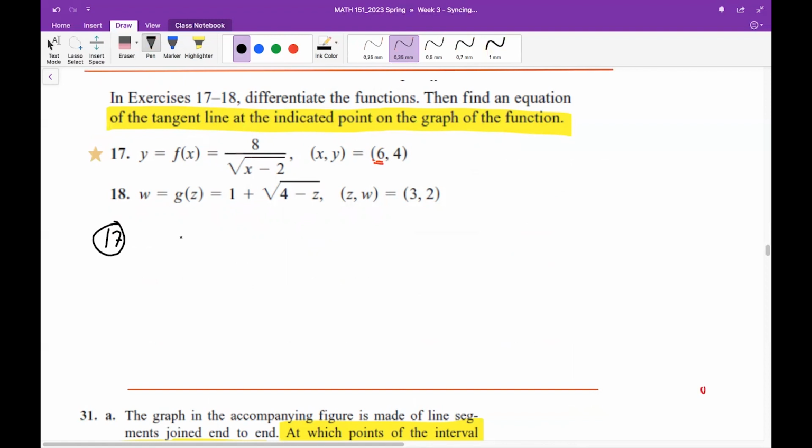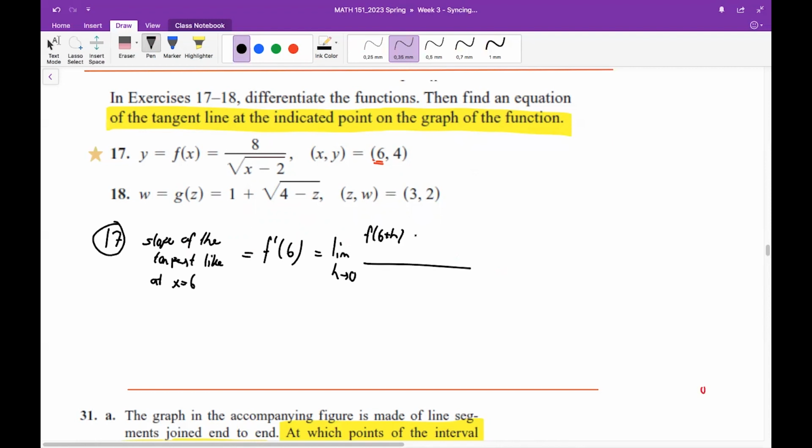To construct the equation of the tangent line, we first need the slope of it at the given point, right? Slope of the tangent line at x equals 6. Okay, what is that? It is the first derivative of the function evaluated at 6. So the limit definition goes like that: f(6 plus h) minus f(6), divided by h.